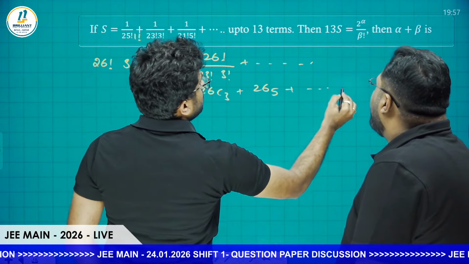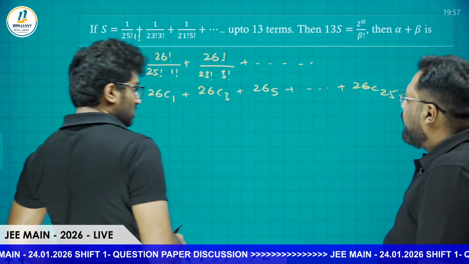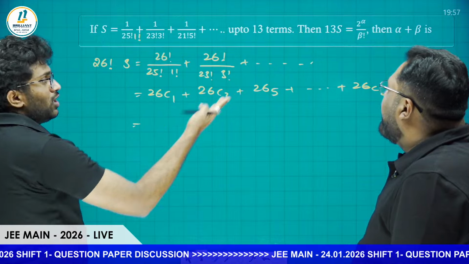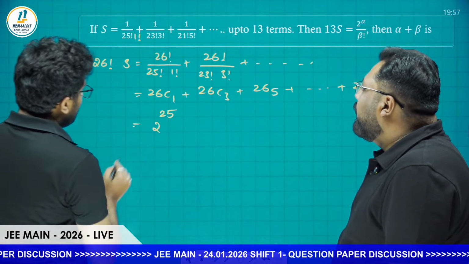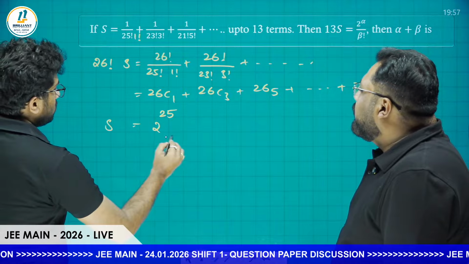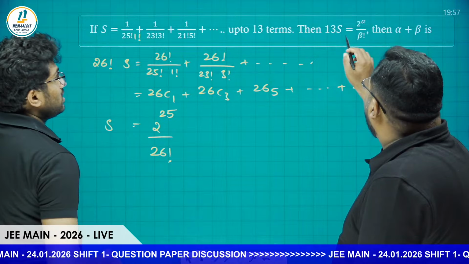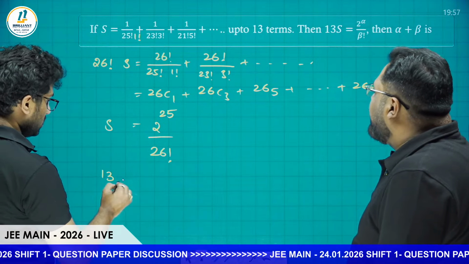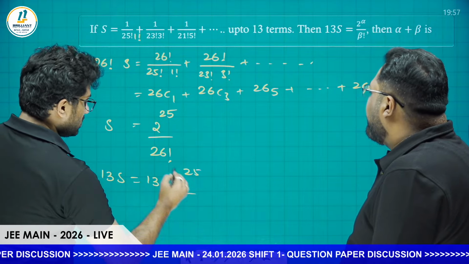26C5, 13 terms, up to 26C25. Odd numbers. So the sum of odd binomial coefficients is 2 power n minus 1, which is 2 power 25. S is equal to 2 power 25 by 26 factorial. They said 13s, so 13 into S is nothing but 2 power 25 by 26 factorial.